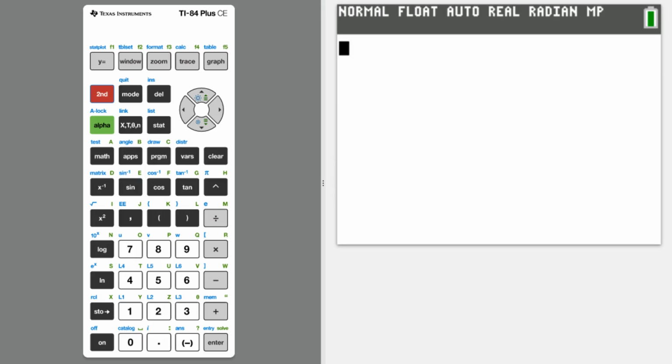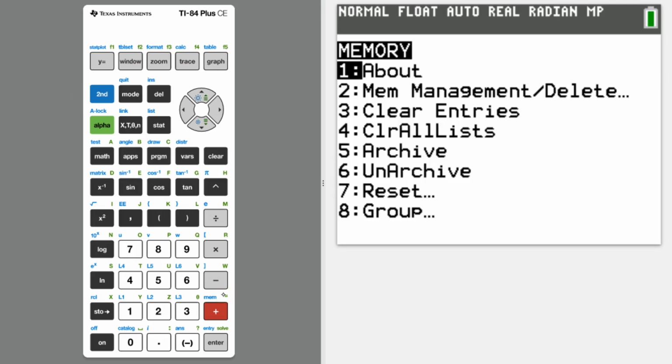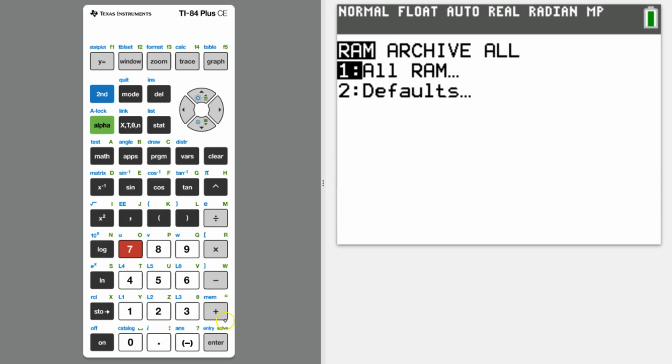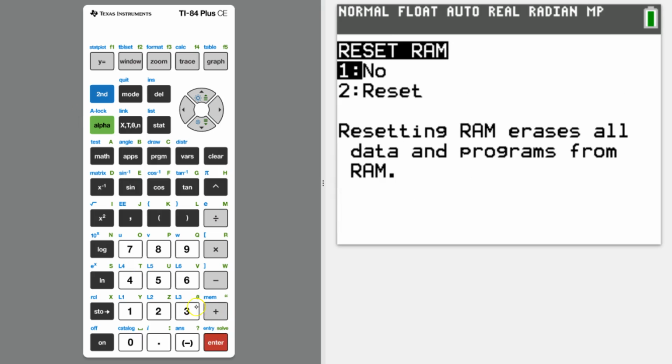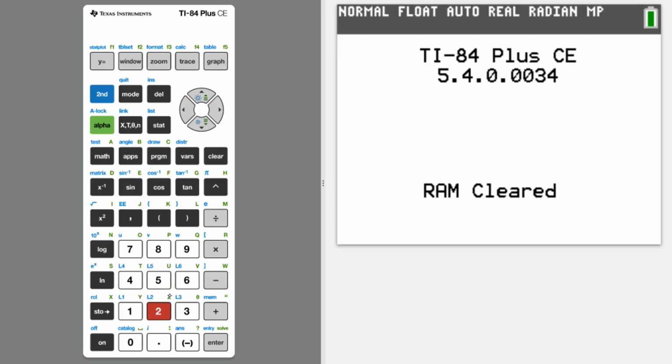Okay, so here you see my graphing calculator, and let me show you how to clear the memory just in case your calculator has some weird settings right now. So you press second, and then you press plus to get into the memory menu. You go to number 7, which is reset, and then you can reset all RAM, and then press number 2, reset. So that clears things out and it resets the defaults.